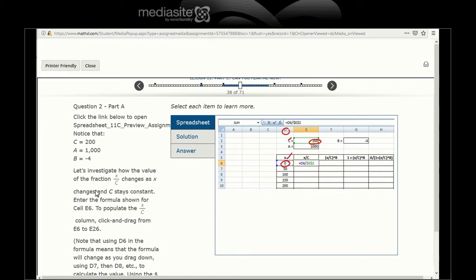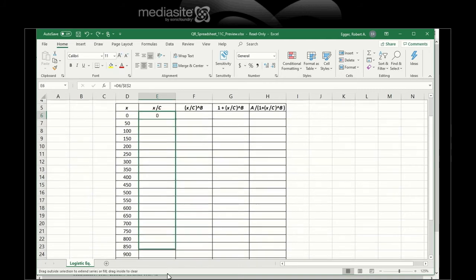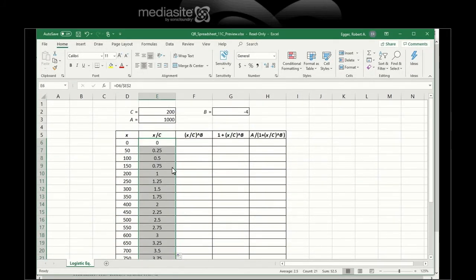Okay, so change x. Use the dollar signs. Let's investigate how the value of the fraction x over c changes as x changes and c stays constant. That's what the dollar signs are for. In the formula shown for cell E6, to populate the column, click and drag from E6 to E26. All right, so E6 to E26.